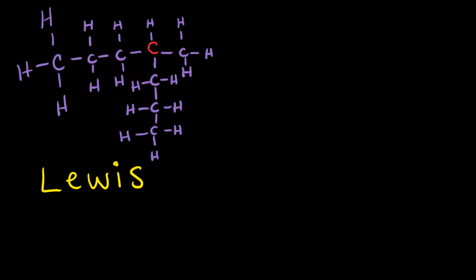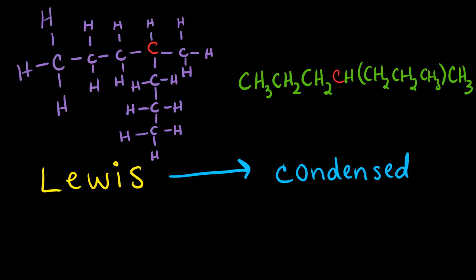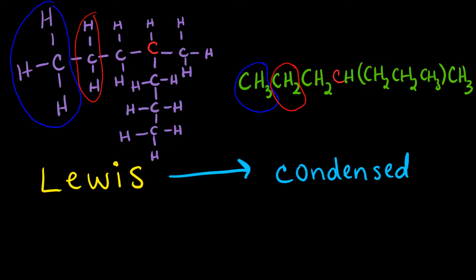When we have a Lewis structure like this and we want to convert it into a condensed structure, we go along the carbon chain as we did before. And so this CH3 group that I'm circling in blue would match up with this CH3 group here. And then the CH2 that I'm putting in red corresponds to the CH2 group here. Let's use yellow to do this CH2 group here.